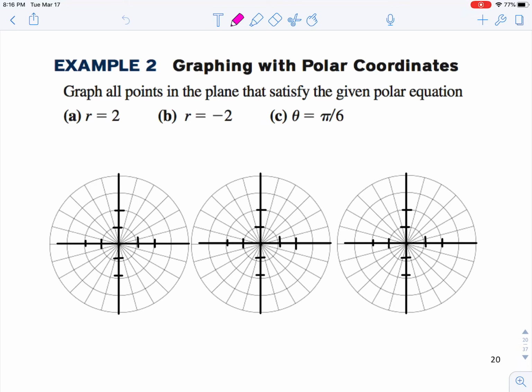Okay, moving on to example 2, graphing with polar coordinates. Graph all the points in a plane that satisfy the given polar equation. So r equals 2. Remember, I'm defining this to be 2 units away. But if we need all the points that are 2 units away, that would actually be, remember the definition of a circle, all points in a coordinate plane that are 2 units away from center.